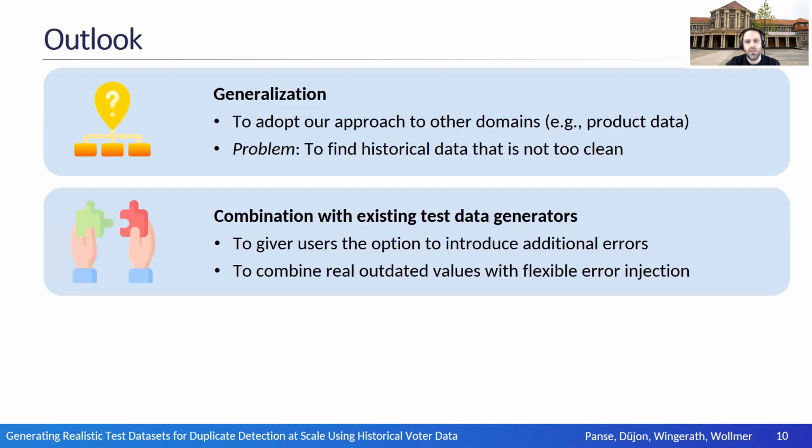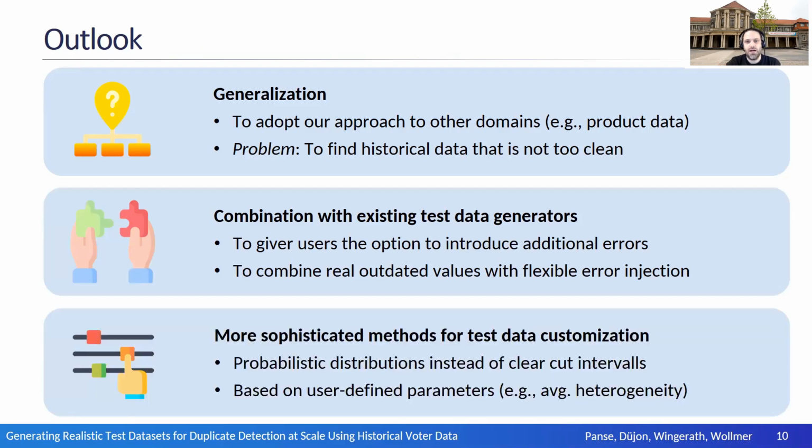Therefore, we also plan to combine it with an existing test data generator that is able to inject artificial errors at will, and so to combine the strengths of both approaches, having real outdated values on one hand and having a flexible error injection process on the other hand. Finally, we applied a simple algorithm to customize test datasets by simply using 2 thresholds. Here we are looking for more sophisticated methods.